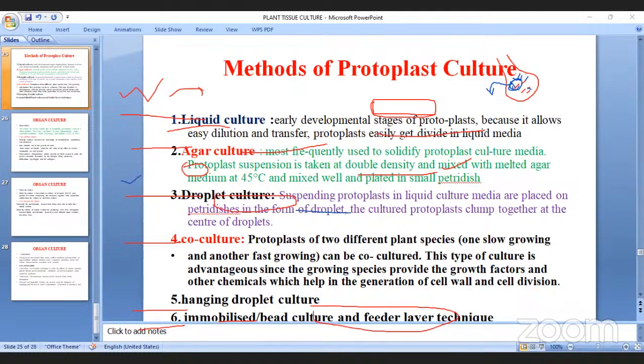And another one is the co-culture method. Co-culture method means protoplast of two different plant species. We can select two different plant species. One is slow growing, another one is fast growing. If we select them, during the culturing process one takes more and more time, one takes less time. In this situation, we select both the slow growing and fast growing, both mixed. That is called co-culture.